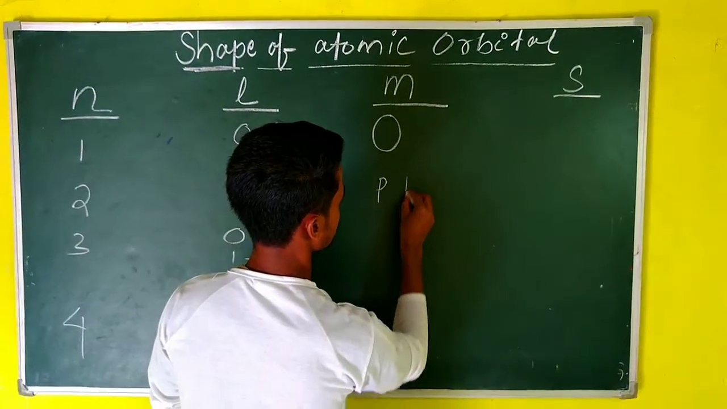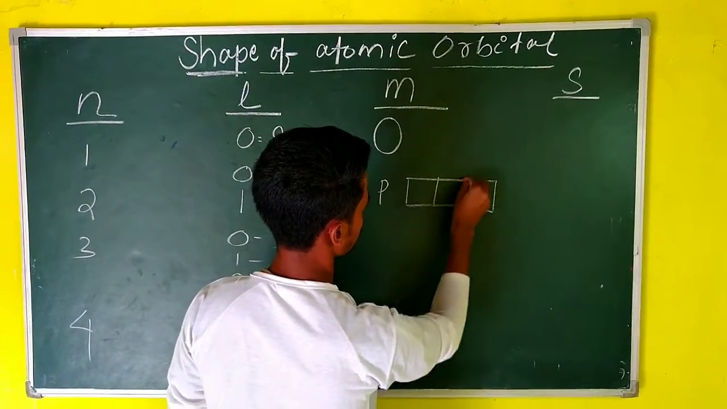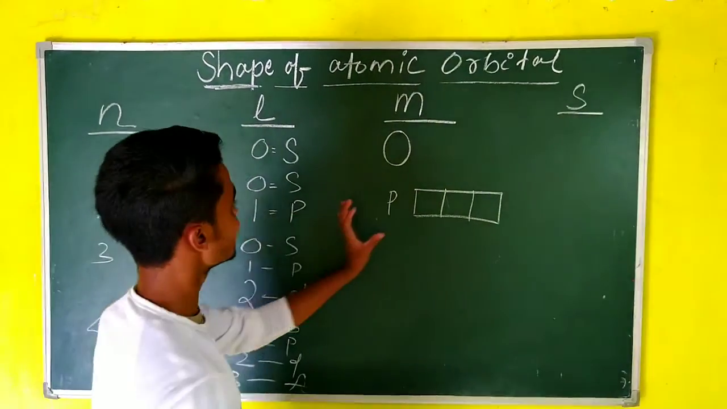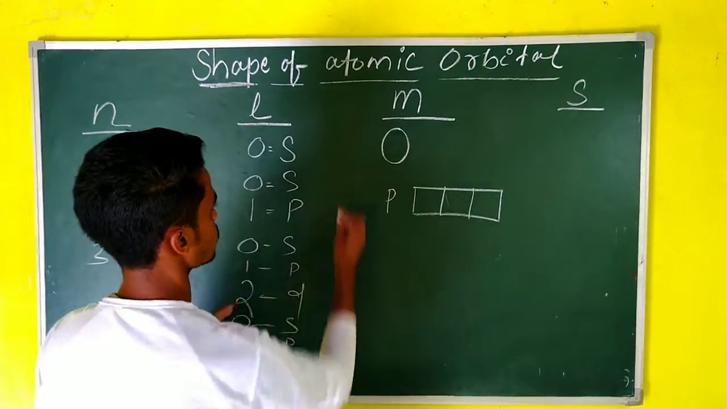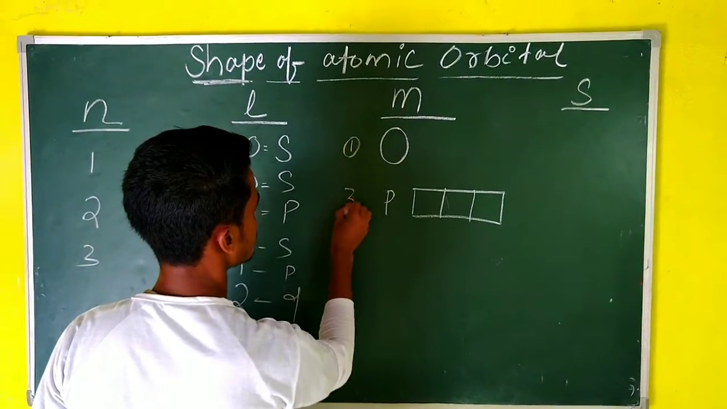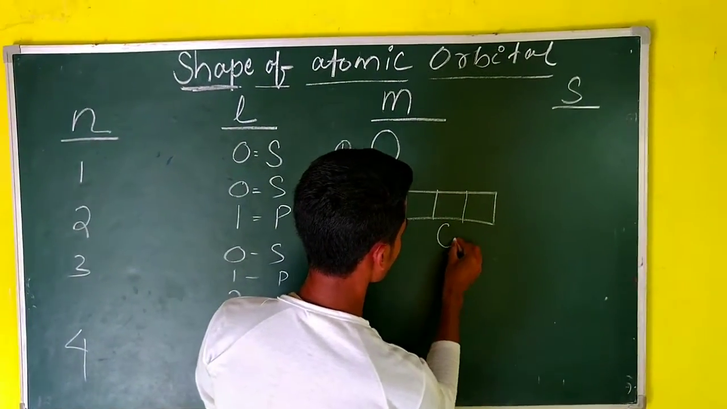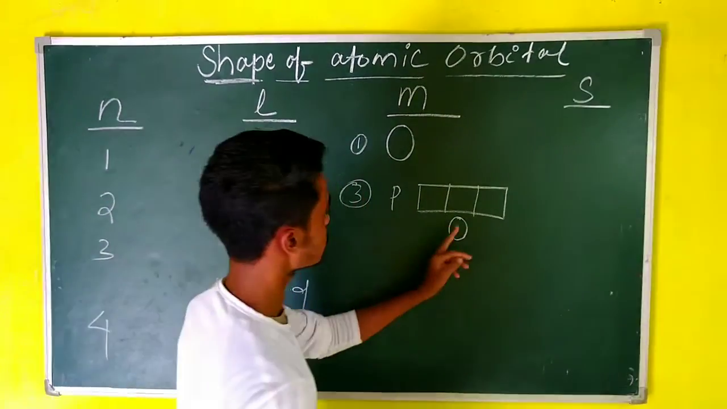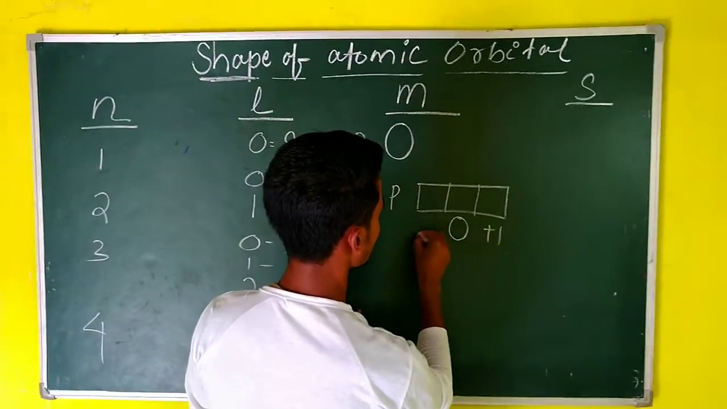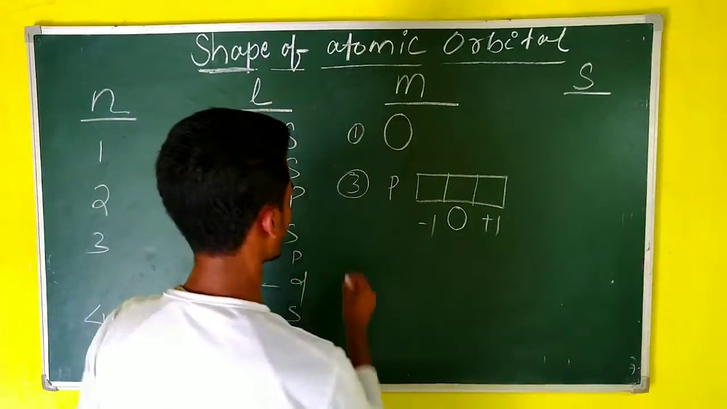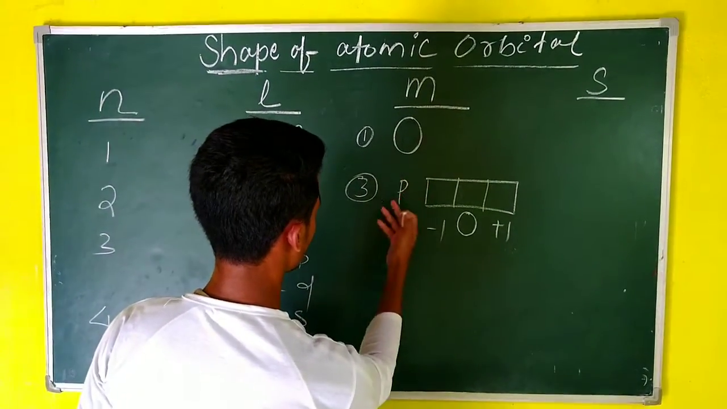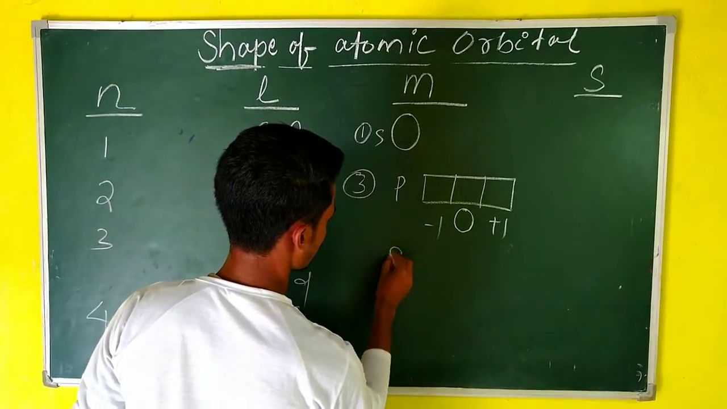3 orbitals. So 3 orientations are possible in the p subshell. This is one orientation, this is 3 orientations. Means in the middle the orientation is 0, then plus 1, then minus 1. Then comes to the d subshell.